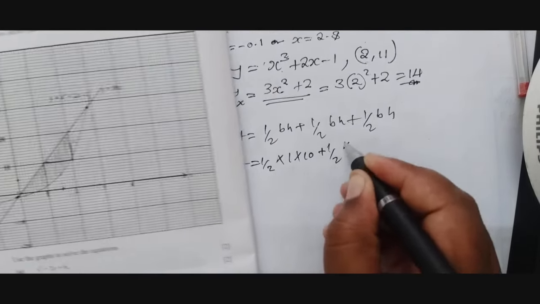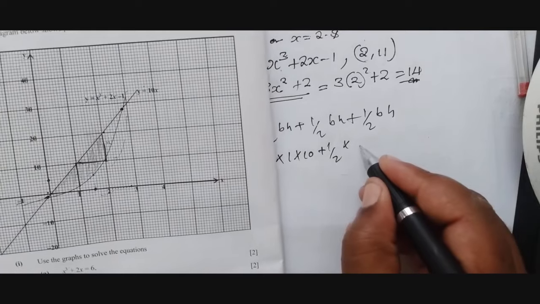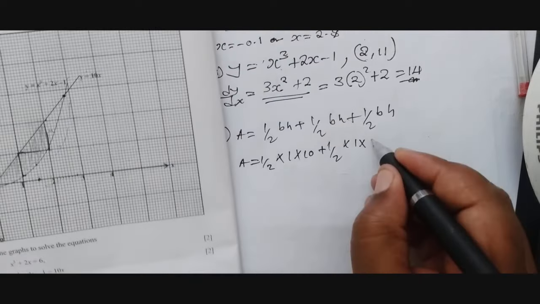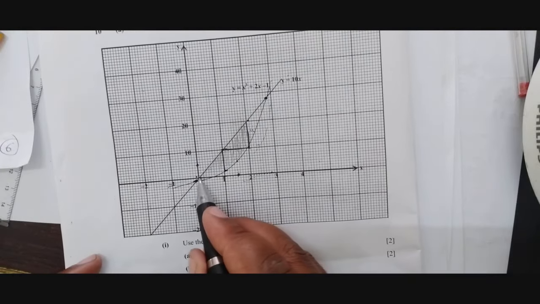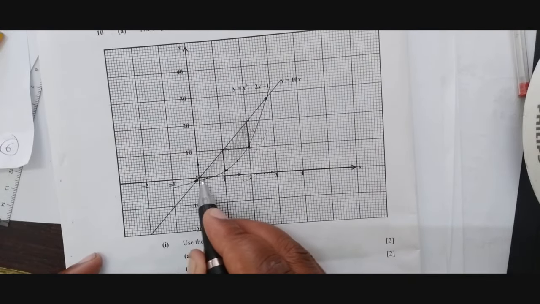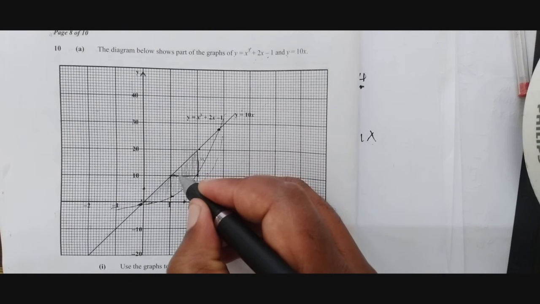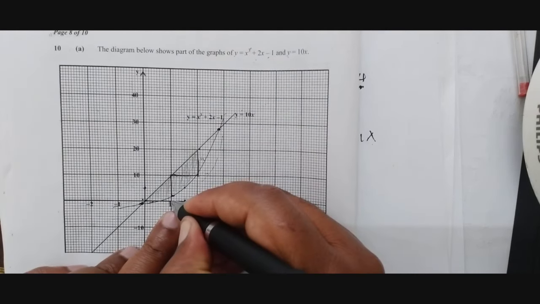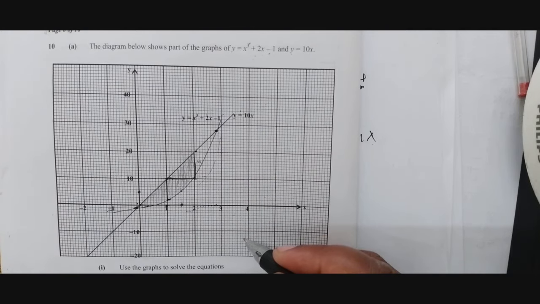Plus half times, I look at this one, our base would be from here to there, which is 1. Times the height is from here to there, which is 8. Plus half times our base here will start from here all the way up to there, because this part will be compensated by this one. So we'll say 1 times our height now. Okay, take note now here. So our height will run from here up to there because of this gap here. Alright, which will still be what? 10 here. Alright, so I have 10.